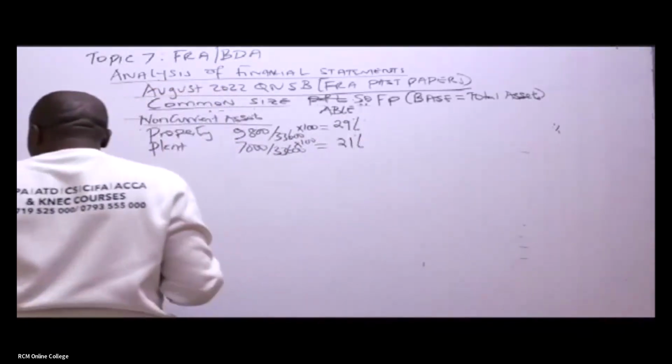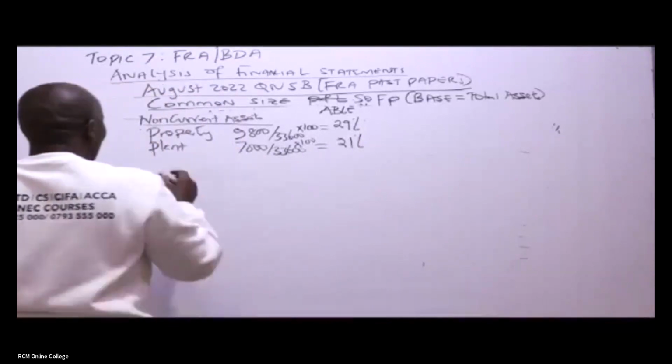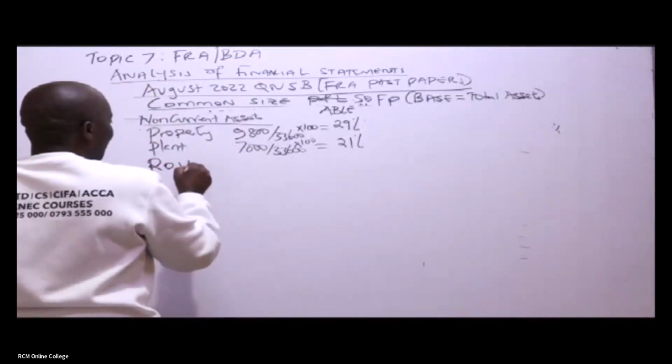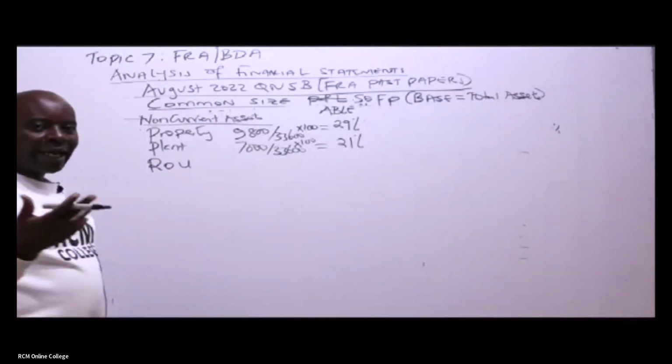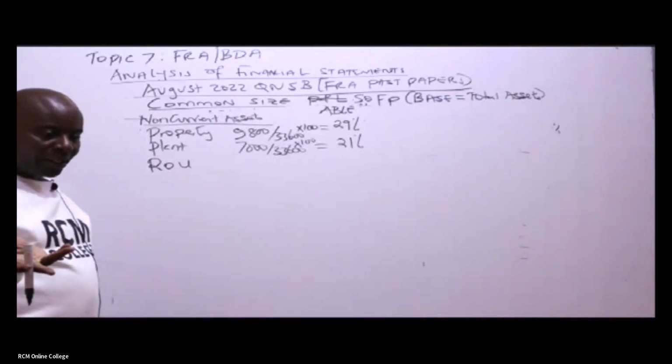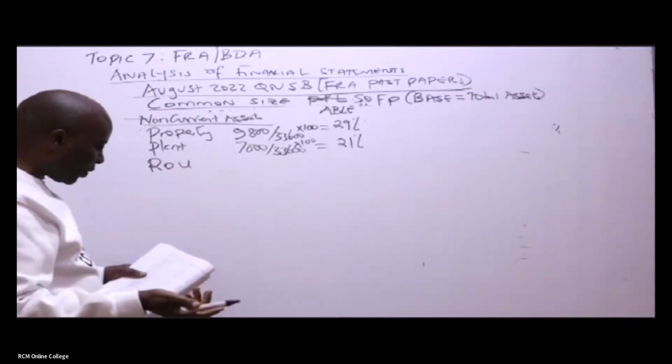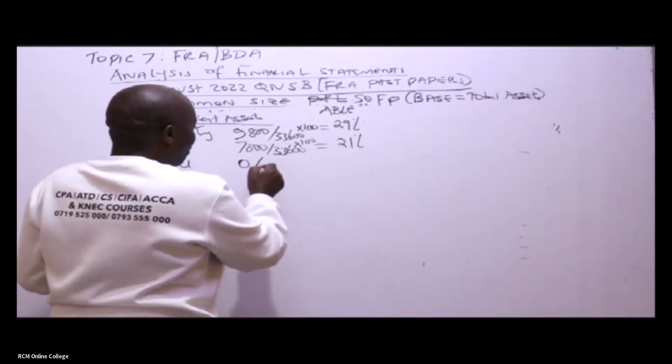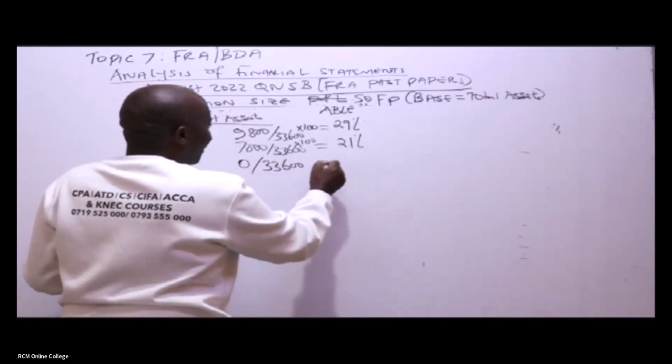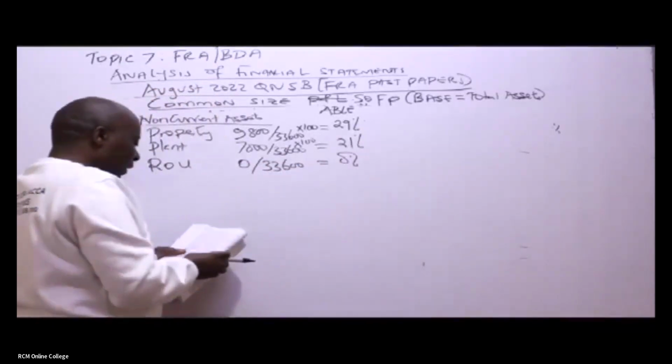From there, we have the right of use, ROU. ROU is right of use arising from leased assets. Right of use arising from leased assets, I can see that it is 0 divided by 33,600. So this basically is nothing, 0%.